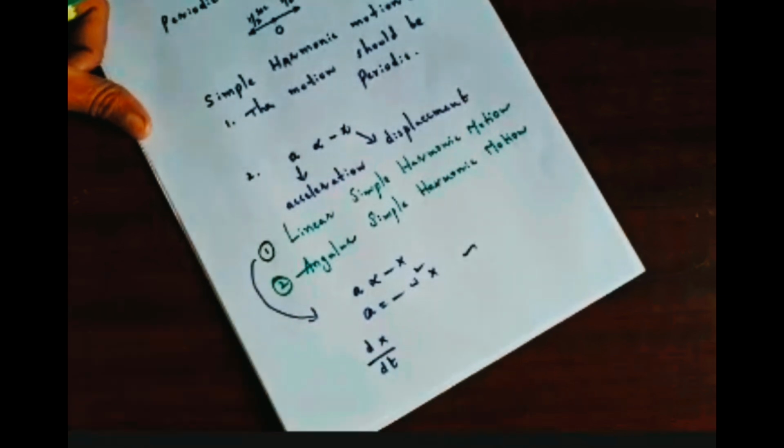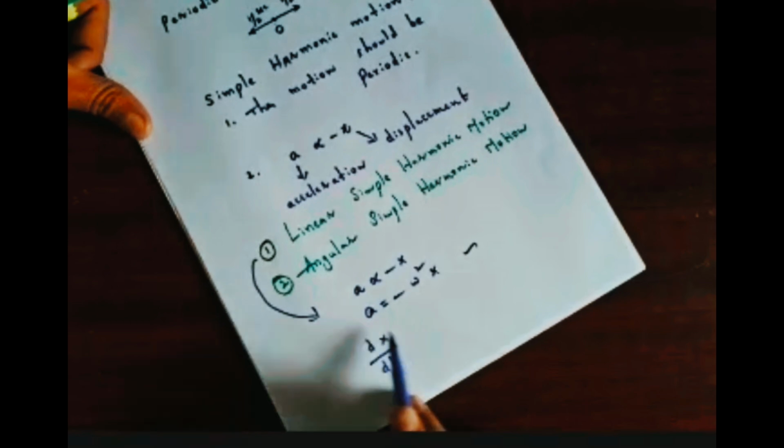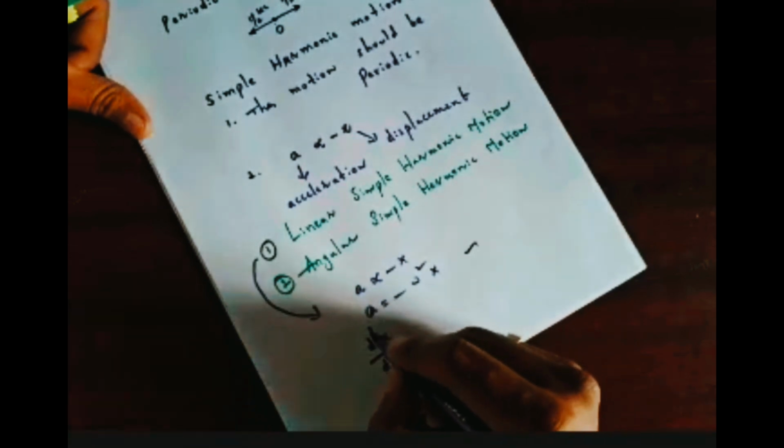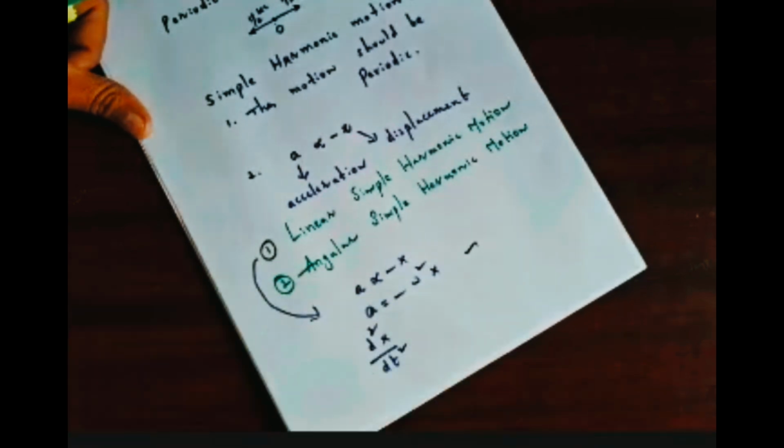If the displacement x can be differentiated, then you will get the velocity. This is the velocity. Again you differentiate, we call it the second derivative. If the displacement is differentiated a second time, then you will get the acceleration. Differentiate the displacement once, you get velocity. Differentiate the velocity again, that is second differentiation. That's why d square x by dt square.